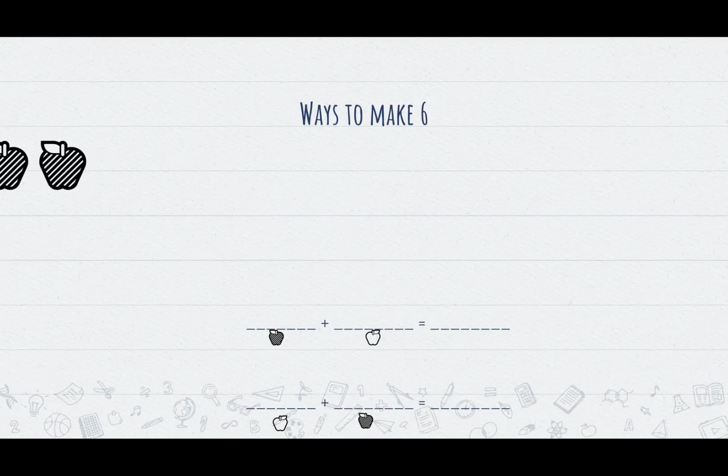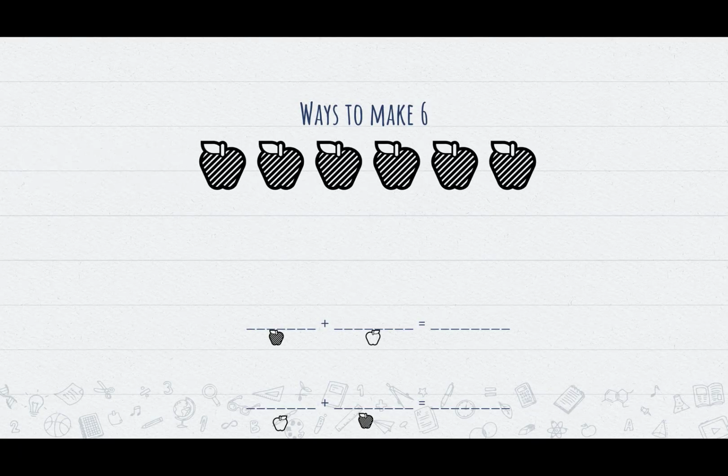So this is our first way we're going to talk about. When I'm looking at this picture, down here, I'm going to count the number of striped apples and the number of plain apples I have. And we're going to see what kind of addition sentence we're going to write for the number 6. So if I look at my picture and I count how many apples I have, 1, 2, 3, 4, 5, 6. I can see I have 6 striped apples.